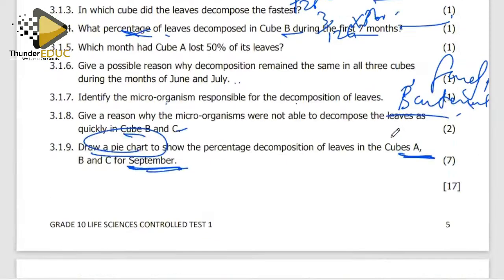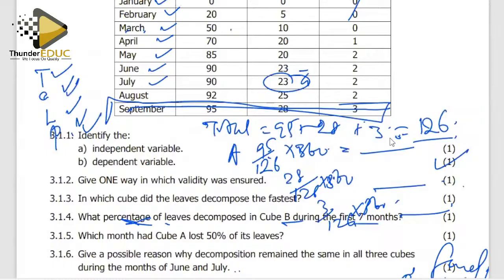So how many marks were there? There are 7 marks. So it's 1, 2, 3, 4, 5, 6.